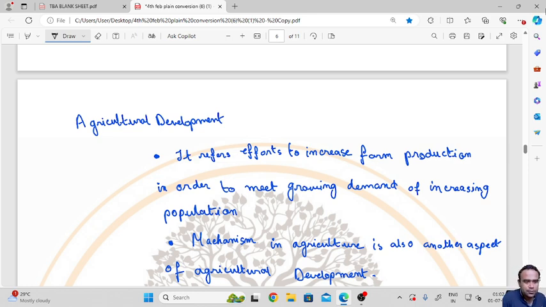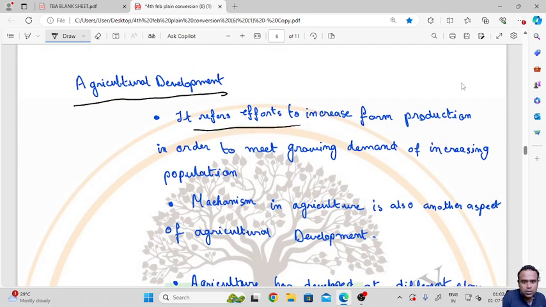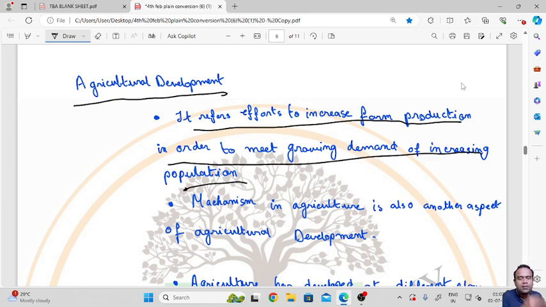So let's start. Agricultural development refers to the increase of production in order to meet the growing demand of the increasing population. So the population is growing gradually, right? If agricultural development is done, it can meet the growing demands of the increasing population. That is the main objective of agricultural development. As the population is increasing, the demands are also increasing, and every country needs development in their agriculture.